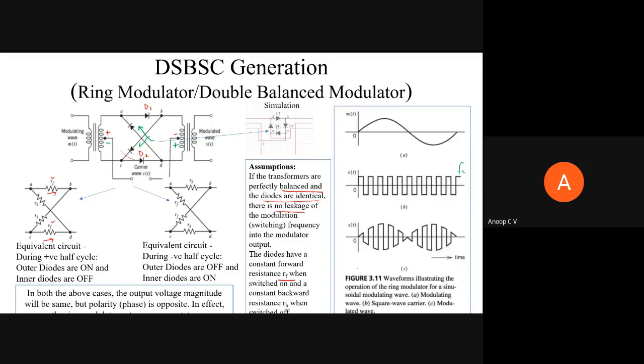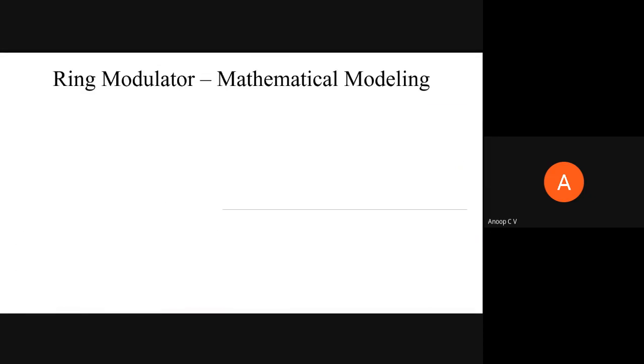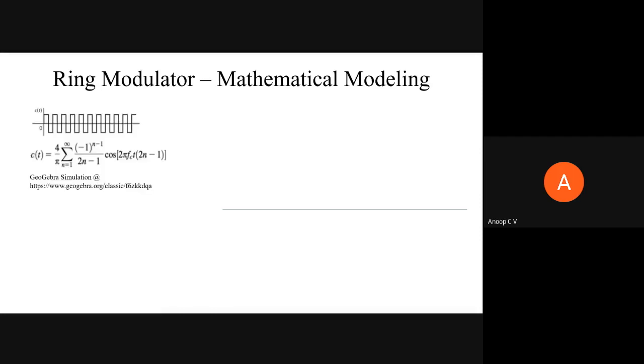So this is the output of the ring modulator. We have already seen this, and the simulation part as well, and I've already shared the Multisim live simulation link in Canvas. I request you to try it out. We had discussed all these things in the last session. What was left out is the mathematical modeling part.